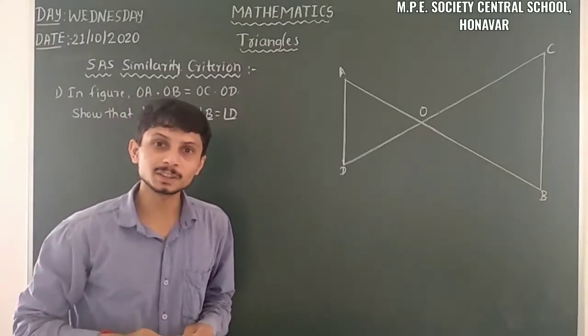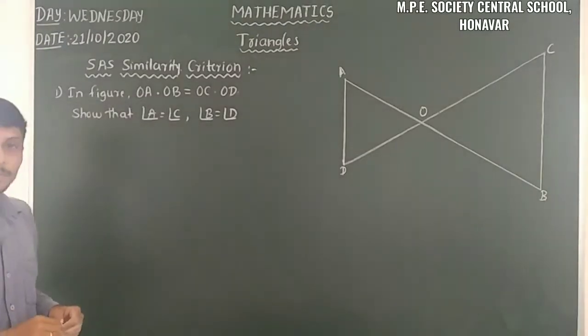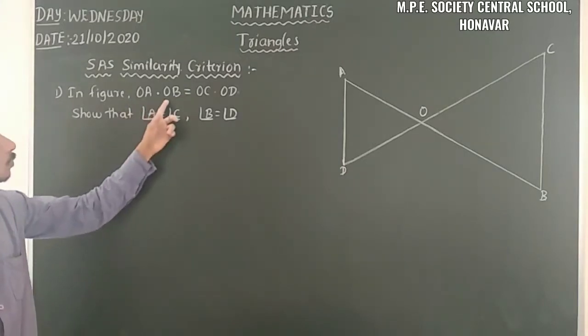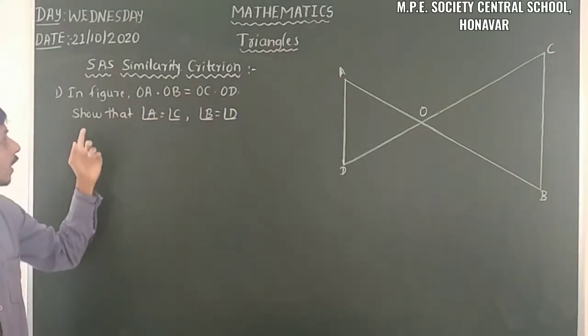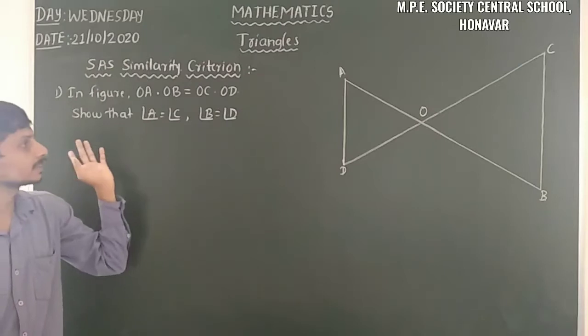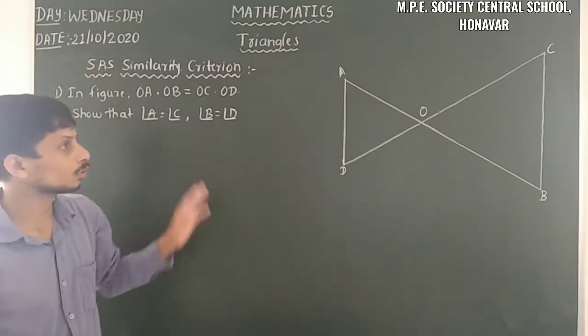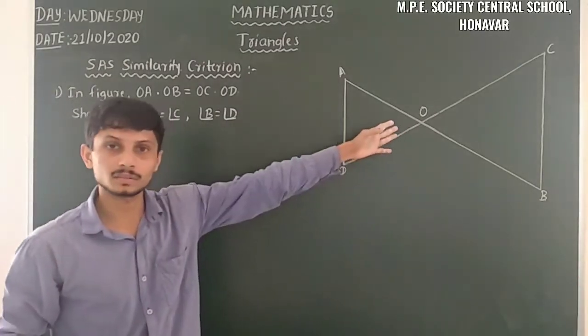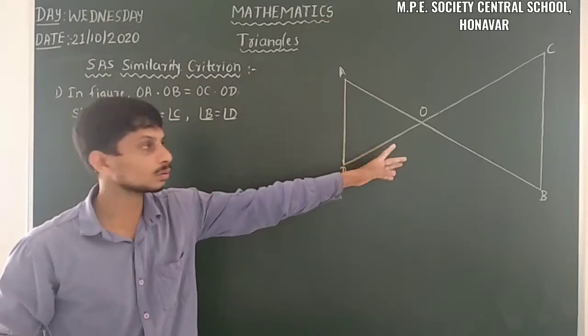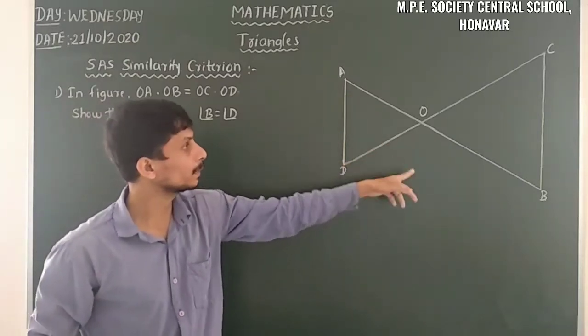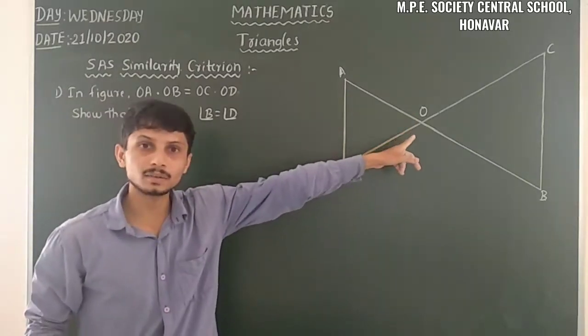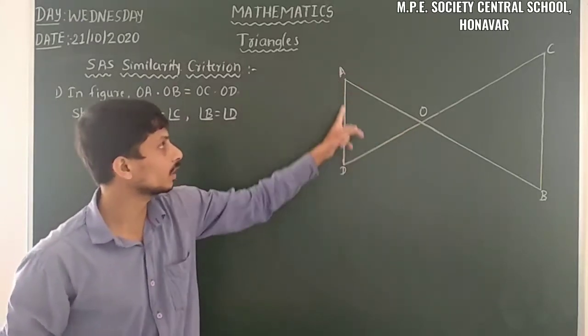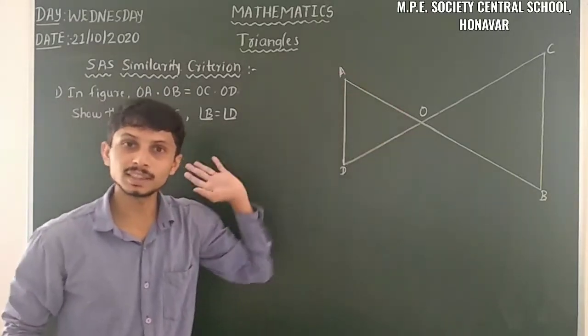So let us take the first problem here. The first problem tells us that in the figure OA into OB is equal to OC into OD, and show that angle A is equal to angle C and angle B is equal to angle D. Here the diagram is given. There are two intersecting lines AB and CD intersecting at O, and we join AD and BC.